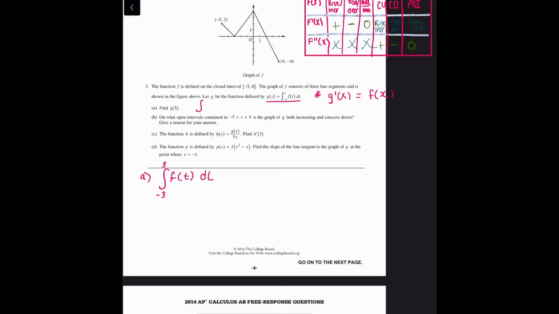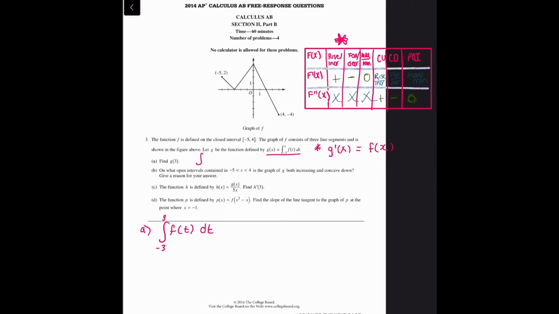G of 3 is equal to the integral from -3 to 3 of f of t dt. So now I look up at my function. They give us a graph, and I can tell that everything can be found using geometry. So from -3 right here up until 3, I have this triangle, and I have this one right there. So the first triangle, half of the base times the height, so that's half of 5 times the height of the triangle, which is 4, plus the area of the other triangle.